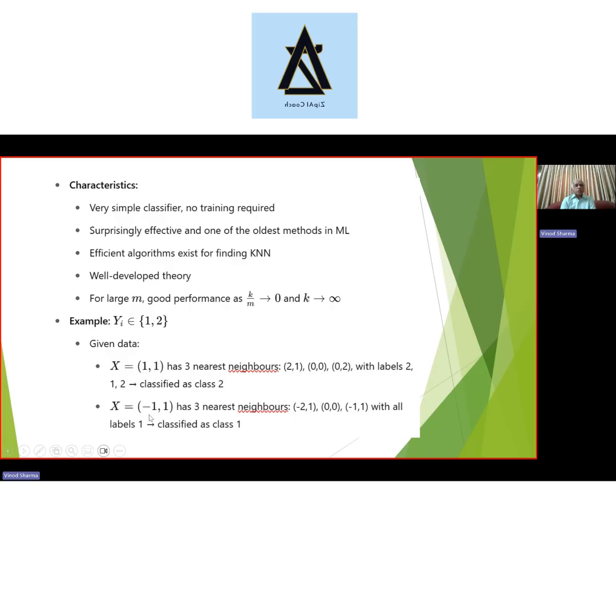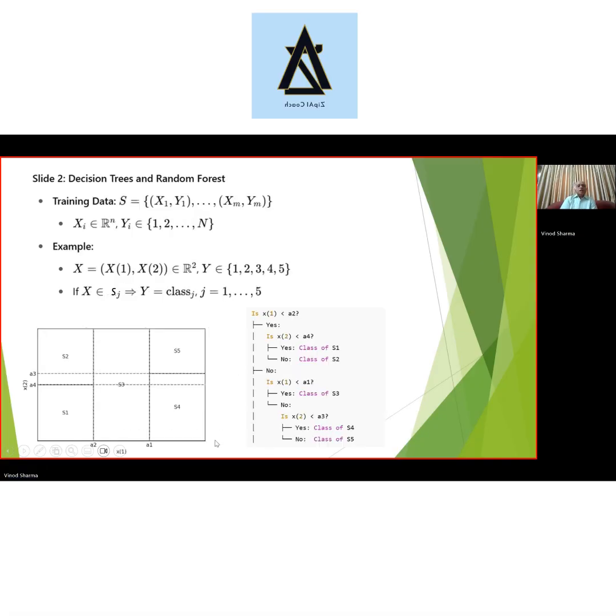Similarly, if x is equal to (-1, 1), which we want to classify, and it has 3 nearest neighbors, (-2, 1), (0, 0), (-1, 1), all having label 1, then of course x should also be classified as 1. Next method is the decision tree and its generalization, random forest.